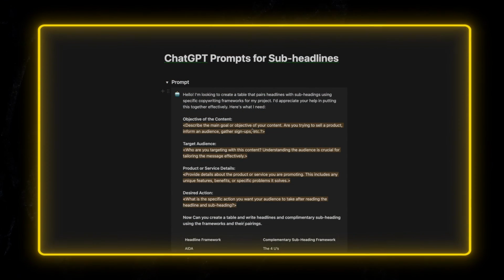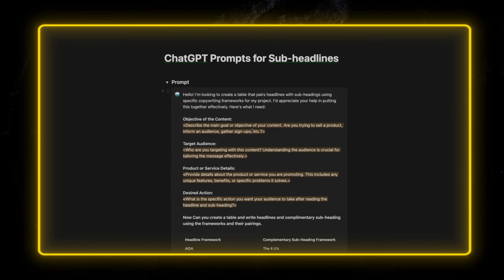Here's a comprehensive table showing effective pairings of headlines and subheadlines together. This table will help you strategically pair your headlines and subheadlines so that they complement and intensify the message, ensuring your communications are compelling and effective. To help you get started, I put together ChatGPT prompts available on this Notion page to help you craft them, and you can easily access them. Time for a quick demo.